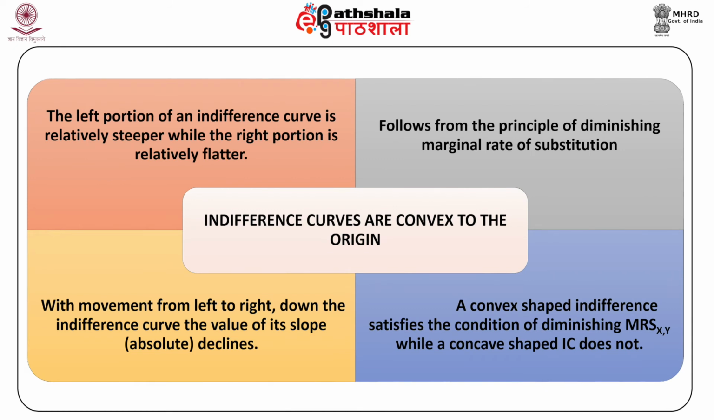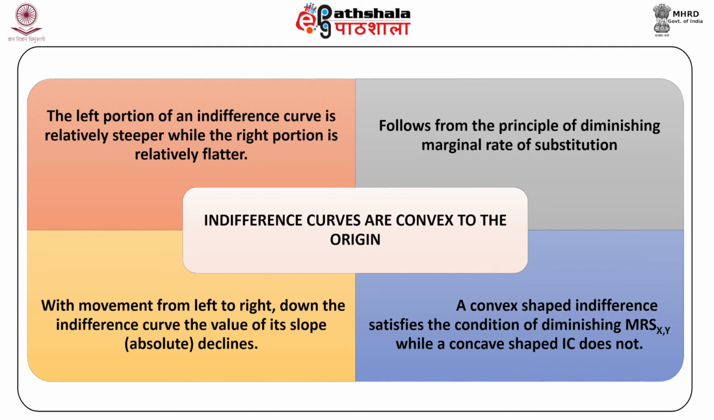Second, indifference curves are convex to the origin. Indifference curves are usually convex to the origin, which means that the left portion of an indifference curve is relatively steeper while the right portion is relatively flatter. Thus, in this movement from left to right down the indifference curve, the absolute value of its slope declines. This property of the indifference curve follows from the principle of diminishing marginal rate of substitution discussed in section 5.1.